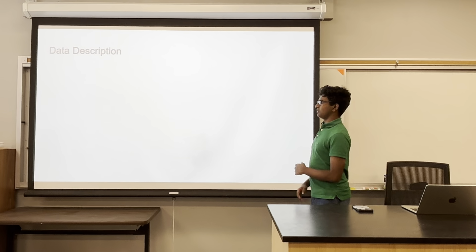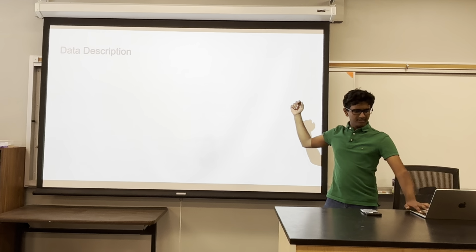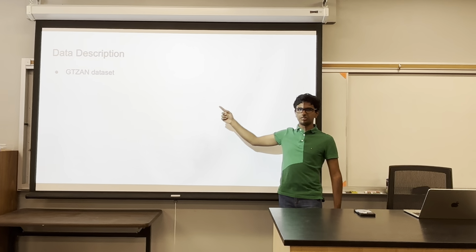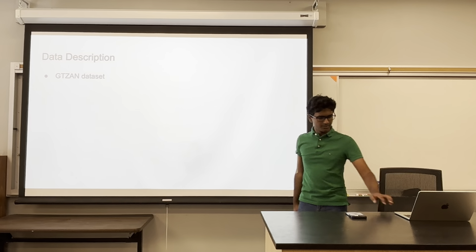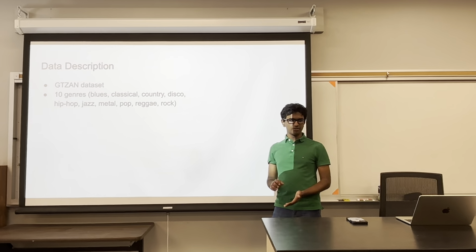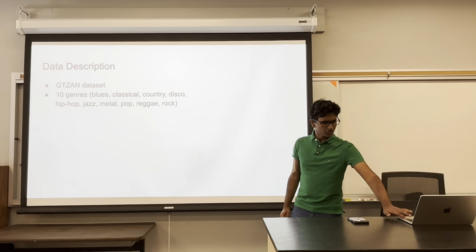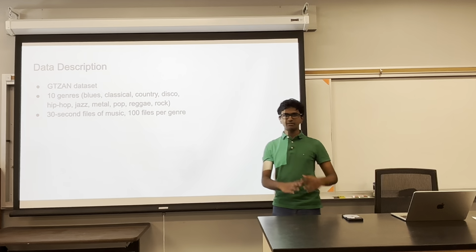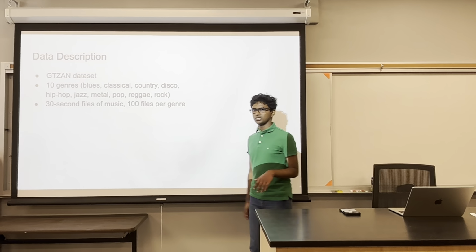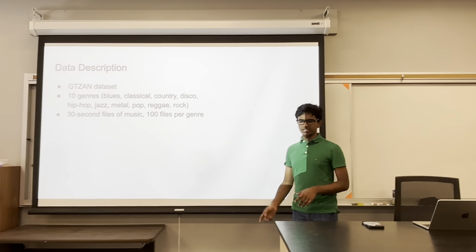So now that we understand what the problem is, we can talk about what data we'll be using to solve the problem. The data that we'll be using is called the GTZAN dataset. It's from, I think, 2002. It consists of music of 10 genres: blues, classical, country, disco, hip hop, jazz, metal, pop, reggae, and rock. Each data point is basically a 30-second file of music, 100 files per genre, so there are 1,000 data points in total. And of course, with each data point, you've got its associated genre.